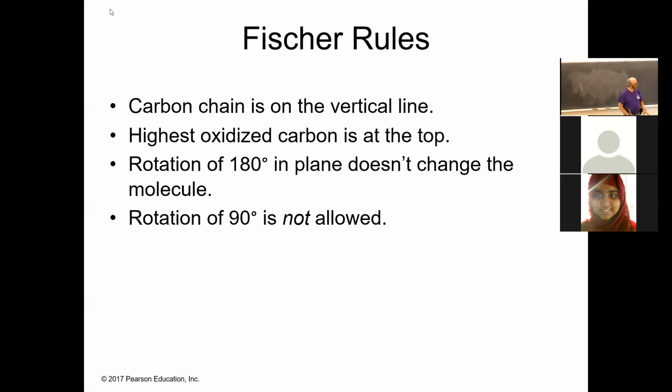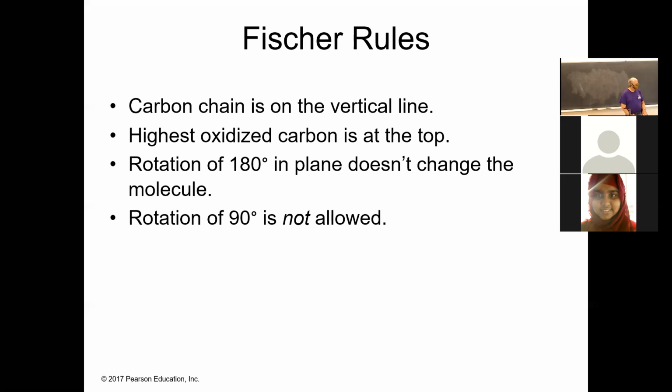Okay, so the carbon chain is on a vertical line. The highest oxidized carbon is at the top. So if you have a carboxylic acid or an aldehyde, that goes up at the top. If you have a ketone, that goes closest to the top, if that's your main functional group. Rotation of 180 degrees in the plane does not change the molecule's configuration. Rotation of 90 degrees, though, is not allowed.